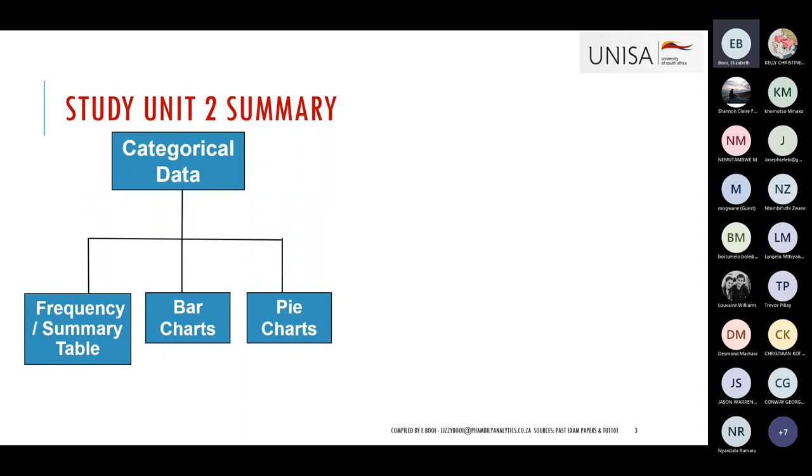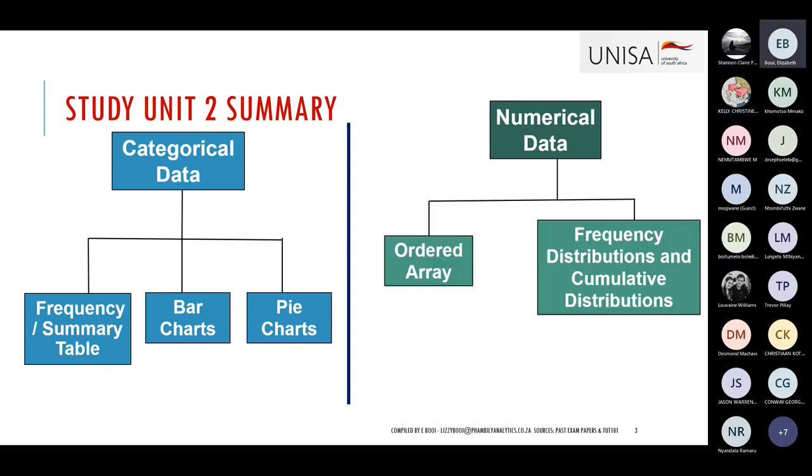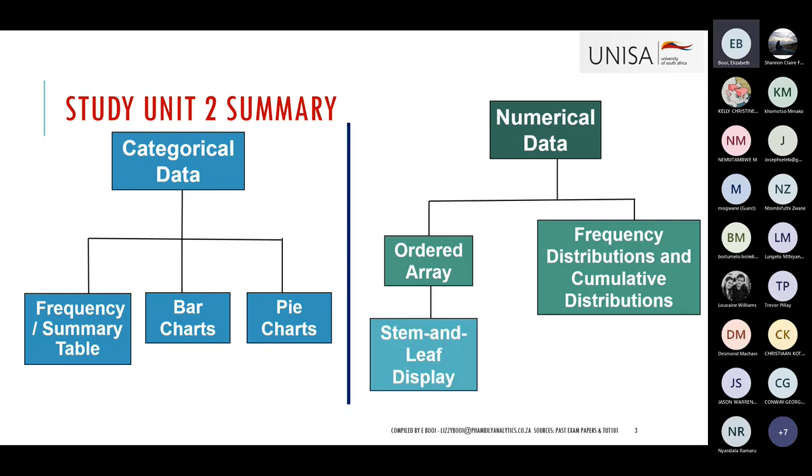So we now know about the categorical data. What about numerical data? When we work with numerical data, we have different ways of visualizing them. I think there are about six ways that we can visualize the numerical data. But before you start working with numerical data, what do you need to do with your data? You can sort your data, or put it in an ordered array. And if it's in an ordered array, what other visualization can you create? A stem and leaf plot.